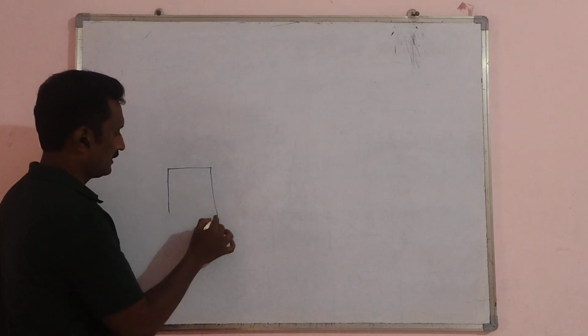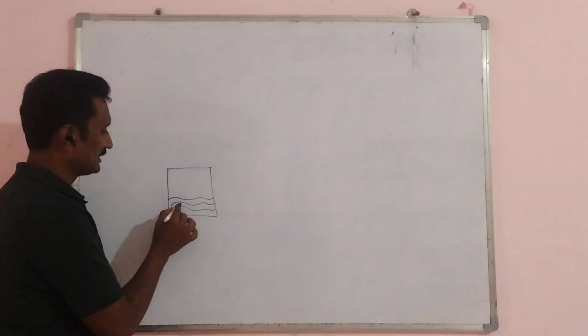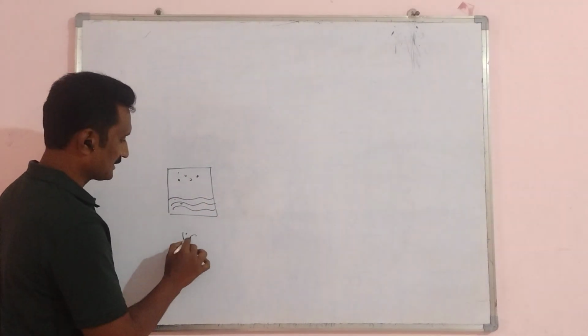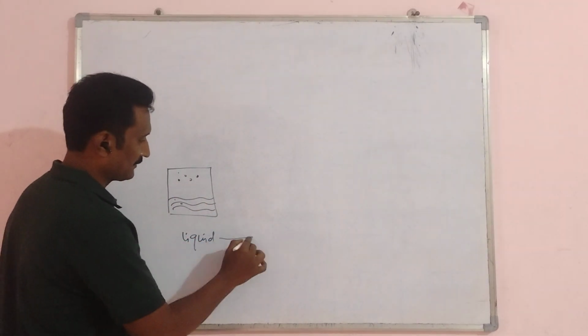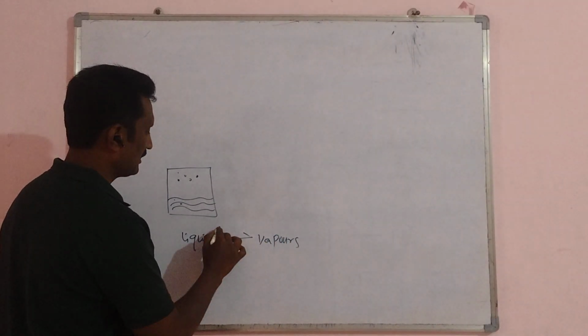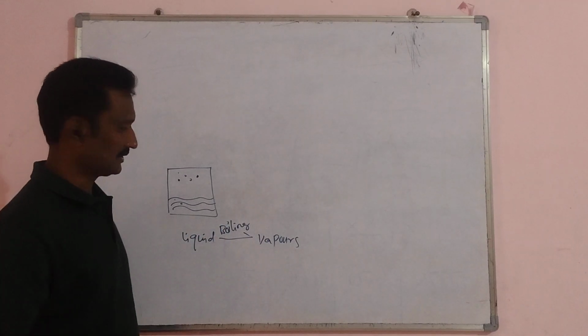In one container, some amount of liquid is taken. So these liquid particles are converted into vapors. The process where a liquid is converted into vapors is called boiling or vaporization.